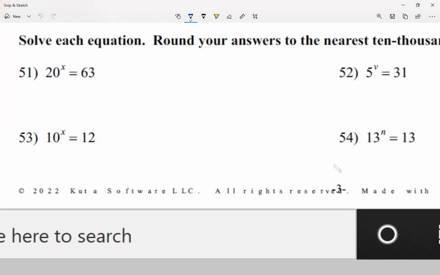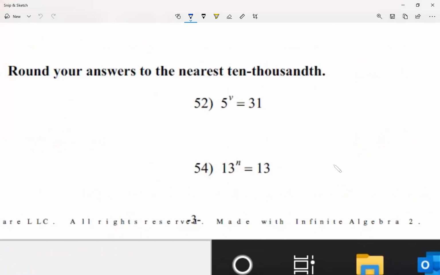Round your answer to the nearest 10,000th. Okay, so before, on rounding, 10,000th, because it ends on the letters TH, we know it's a decimal. Now, 10,000th kind of sounds like the number 10,000, right? The number 10,000 has 4 zeros. So when I round to the 10,000th, I'm gonna round it to the 4th decimal place, right? 10,000 has 4 zeros, so 10,000th is the 4th decimal place.